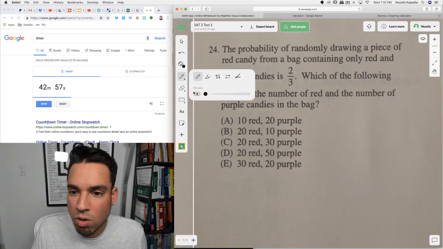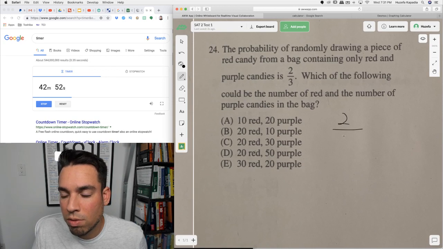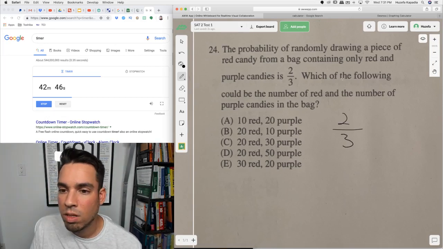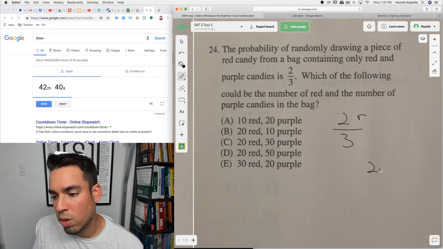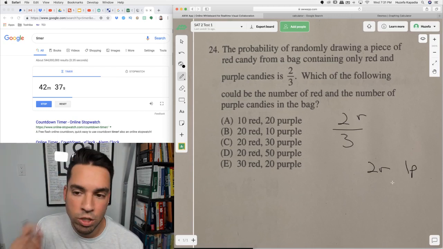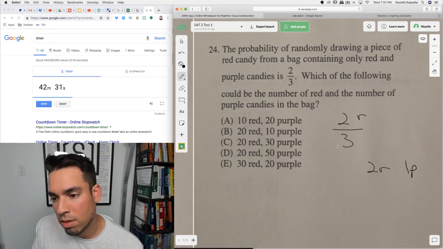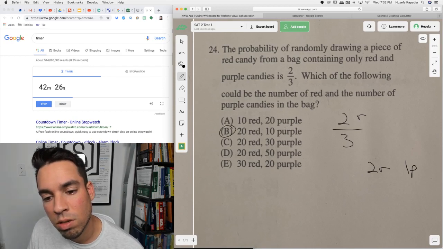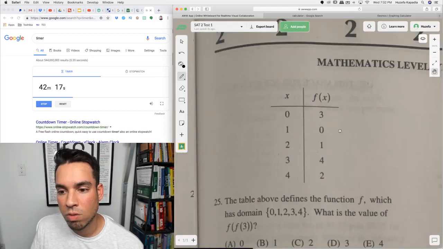The probability of randomly drawing a piece of red candy from a bag containing only red and purple is 2/3, so 2 out of a total 3. Which of the following could be the number of red and the number of purple? Okay. So 2 red means there's 1 purple. It's a 2-to-1 ratio: 2 red, and 2 plus 1 is 3 total. So there's double the red than purple. That's this one. Yep, 20 out of 30, 2/3. All right, good. Numero nexto.